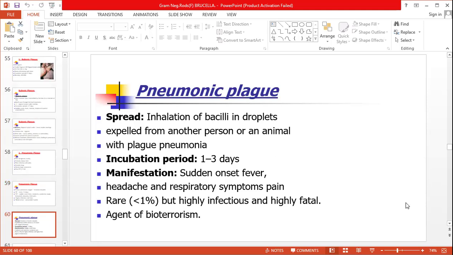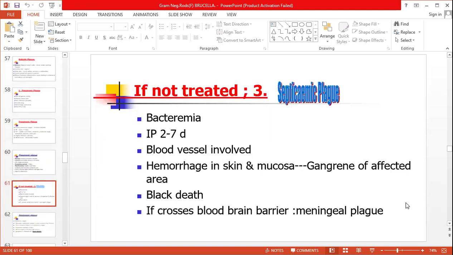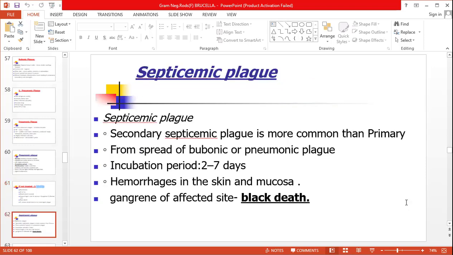Pneumonic plague is spread with inhalation of bacilli in droplets. The incubation is 1 to 3 days. If it is not treated, the bacteremia and the incubation take place in 2 to 7 days. Blood vessels are involved, with hemorrhaging in skin and mucosa, and gangrene of the infected area. It is also known as black death.